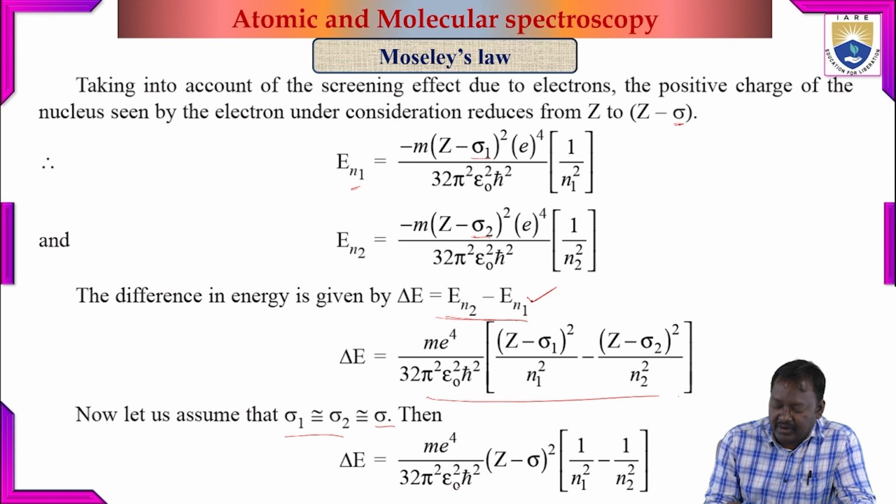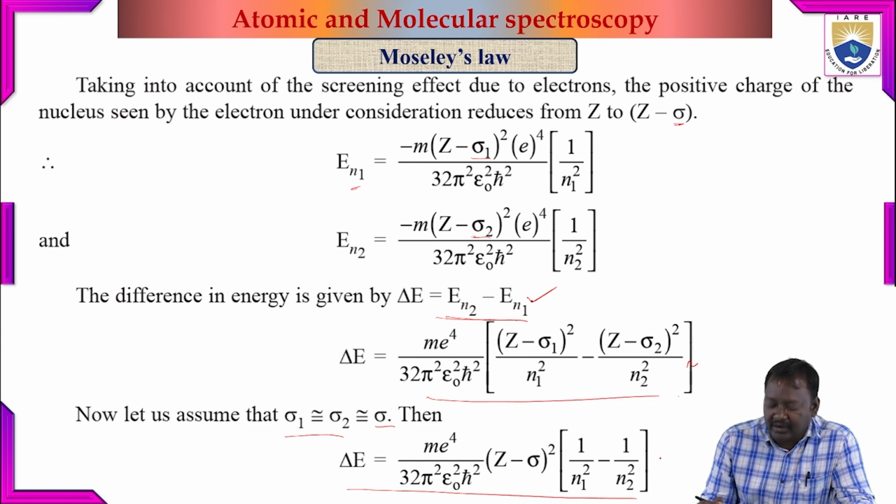So then we can simplify this equation to this one. This equation: delta E equals m e to the power 4 by 32 pi square epsilon naught square h cut square, into (z minus sigma) whole square, into (1 by n1 square minus 1 by n2 square).